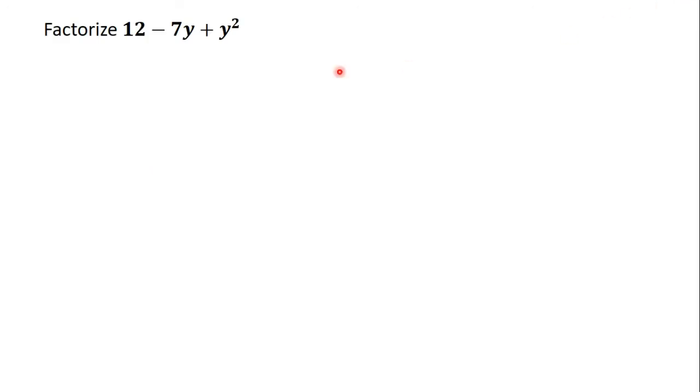The question for this video is: factorize 12 minus 7y plus y squared. So our quadratic trinomial is 12 minus 7y plus y squared.